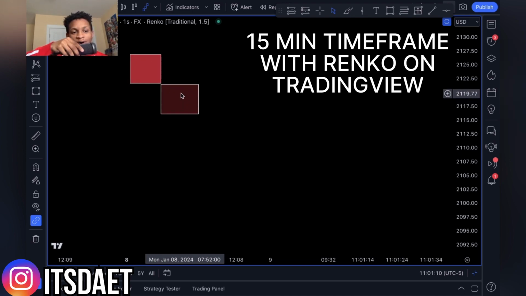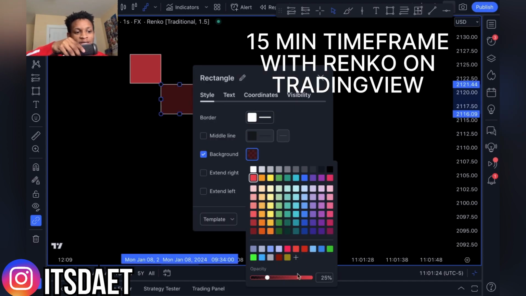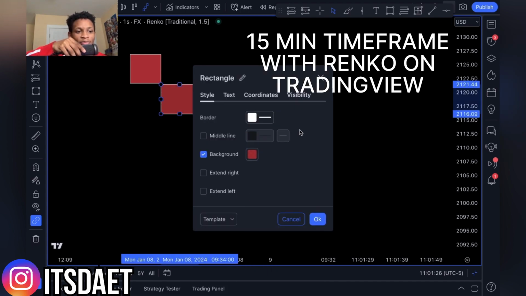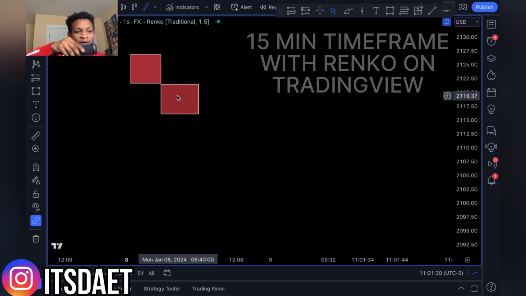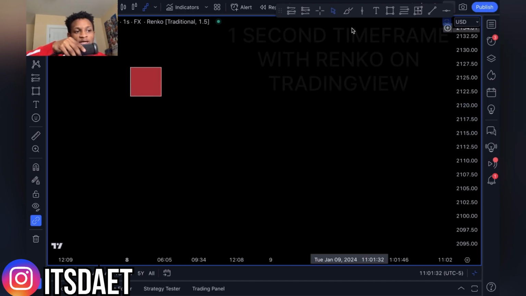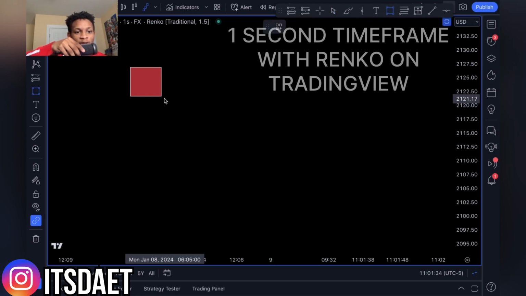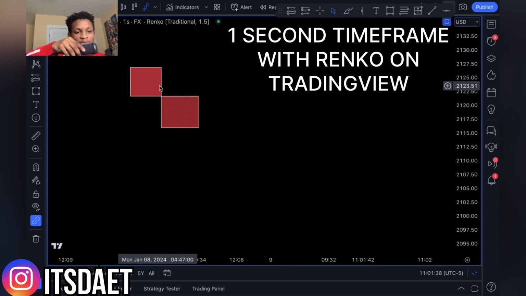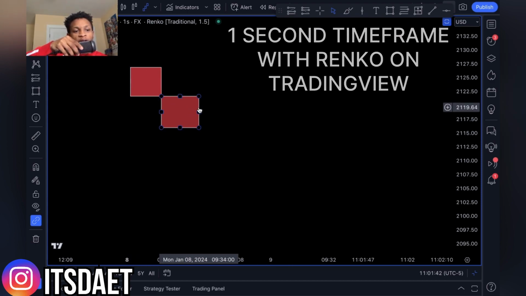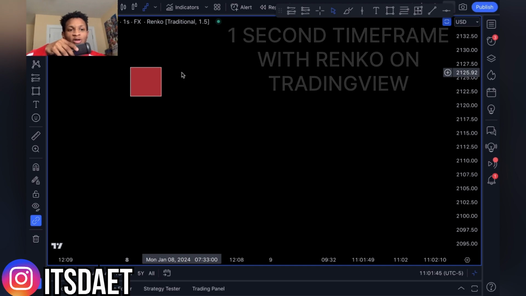The only way it's going to be shaded is after 15 minutes. After 15 minutes is up, that's when you see the chart actually print a brick, right? Now, if you were on a 1 second chart, it's just going to print it automatically as soon as it reaches 10 pips. That's one of the most important things to keep in mind when you're trading with Renko.